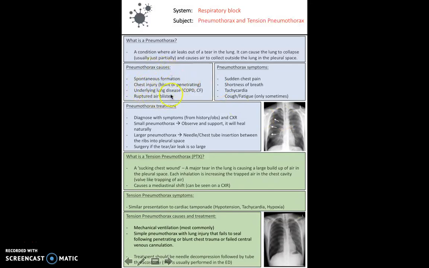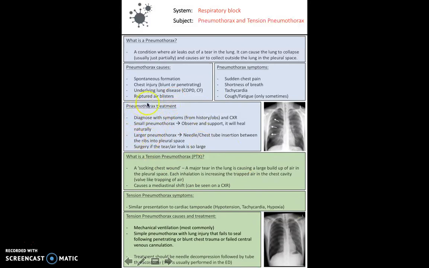So the causes of a pneumothorax, it can be spontaneous, particularly in young men. However, it can be due to a chest injury most commonly, so blunt or penetrating. But do think about underlying lung diseases as well, which could have caused it. Pneumothorax symptoms are sudden chest pain, shortness of breath, tachycardia, and a cough and fatigue in some cases.